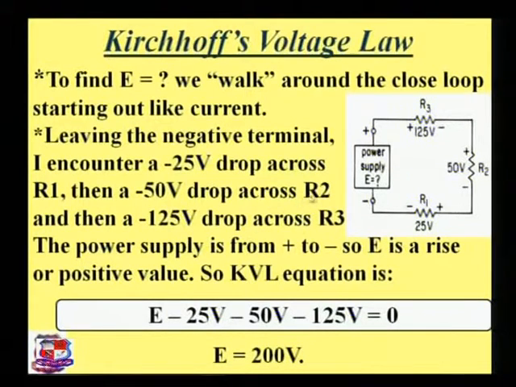So friends, here what happens: if the negative terminal is leaving the electrons, then it is considered negative. So the voltage drops across R1, R2 and R3 are all taken as negative, and the EMF is given the sign positive to negative, so it means it rises. So EMF E is taken as positive. According to the KVL equation, E minus 25 minus 50 minus 125 equals 0. This is sigma delta V equals 0. So we can find E equals 200 volts.